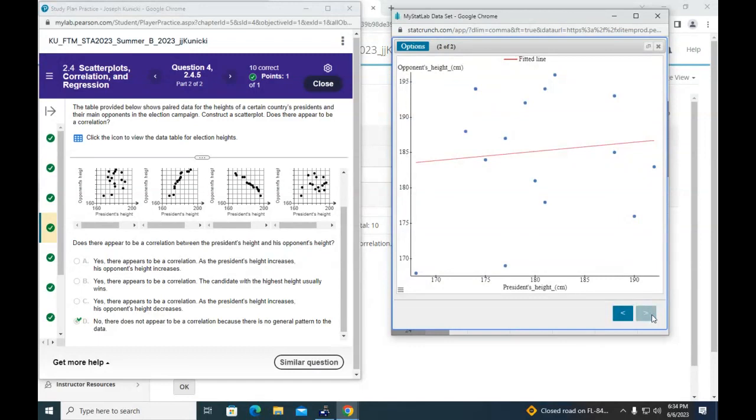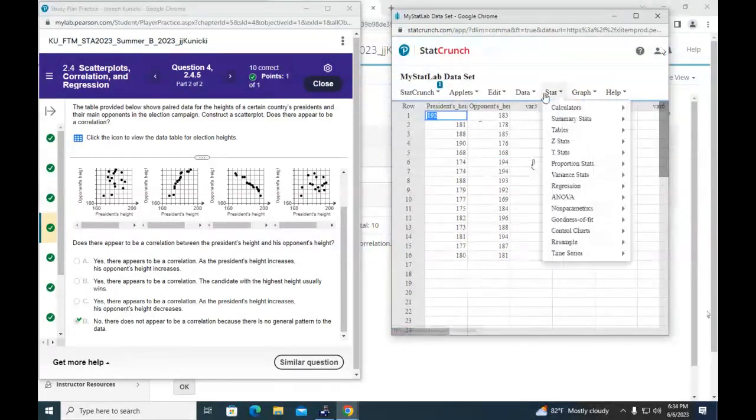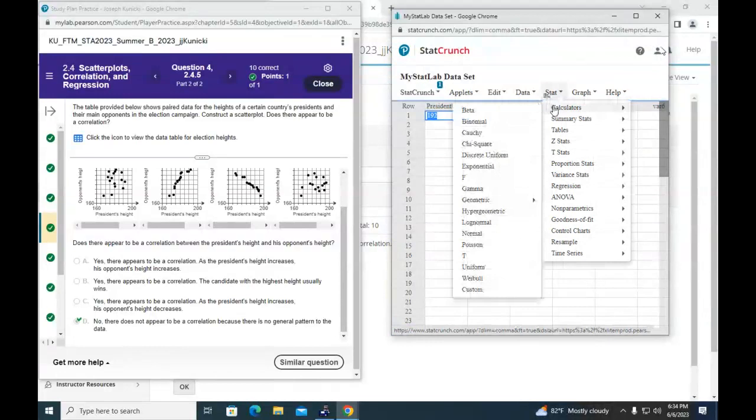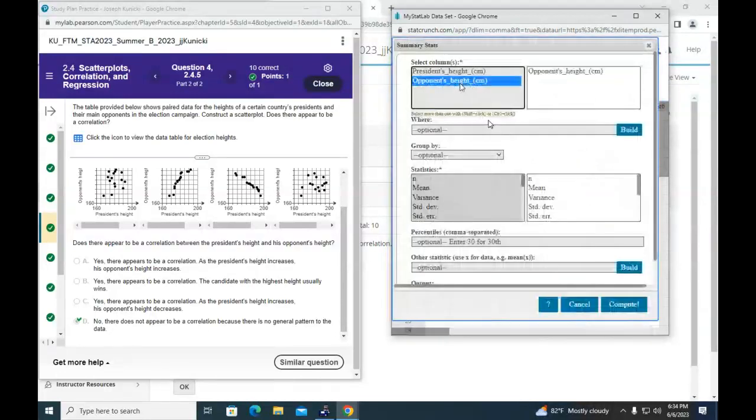What this line does is it minimizes the total of all these. Look how many are above and how many are below. It equalizes, and the only way it equalizes is to go flat. So if they ask us what's the best fit, we would say the average of the y's. And how do we find the average of the y's? The y's are the opponent's height, right? So we would go to summary stat, column, opponent's height.